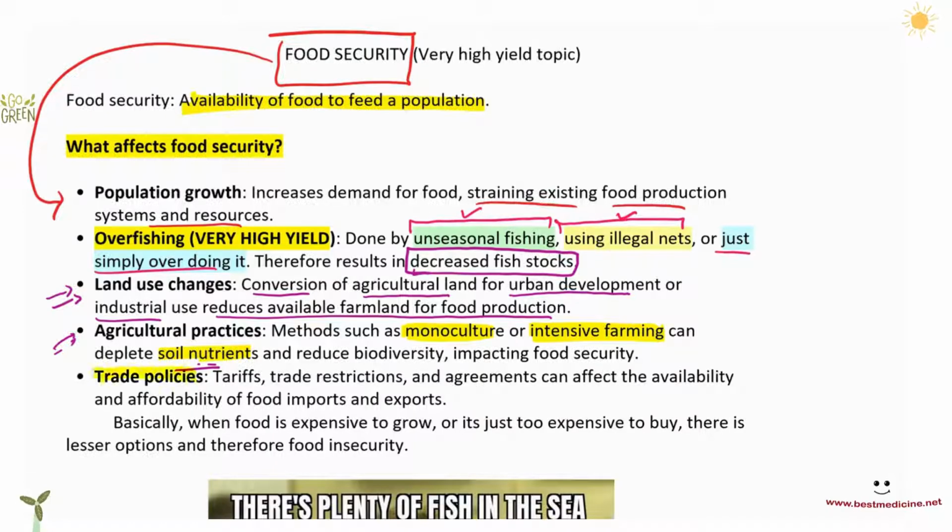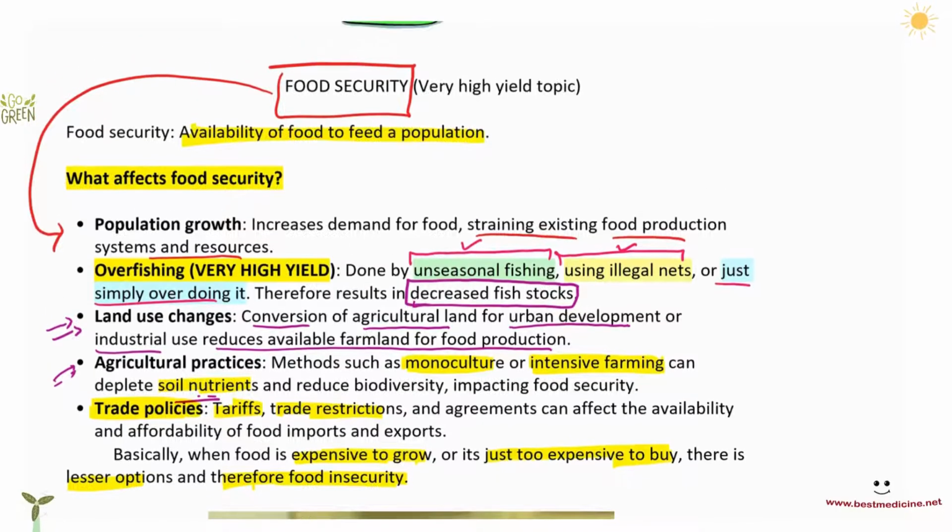And trade policies. This is very popular. For example, tariffs, trade restrictions, agreements that can affect the availability and affordability of food. For example, you make an agreement that makes some imported food very, very expensive, etc. So basically, when food is expensive to grow, due to different agricultural practices or trade policies, or it's just too expensive to buy, then there are fewer options and therefore food insecurity. Okay?